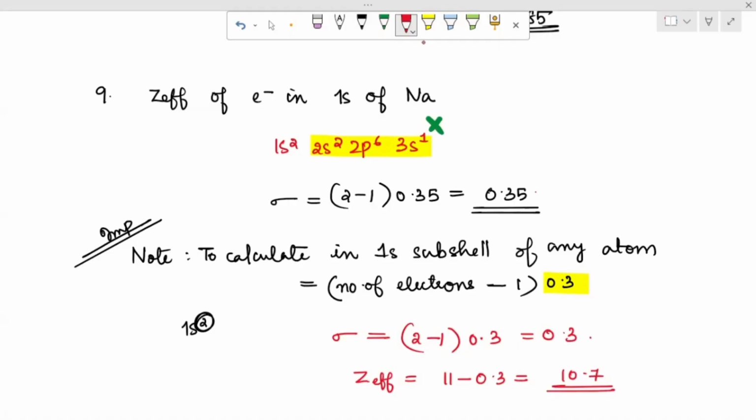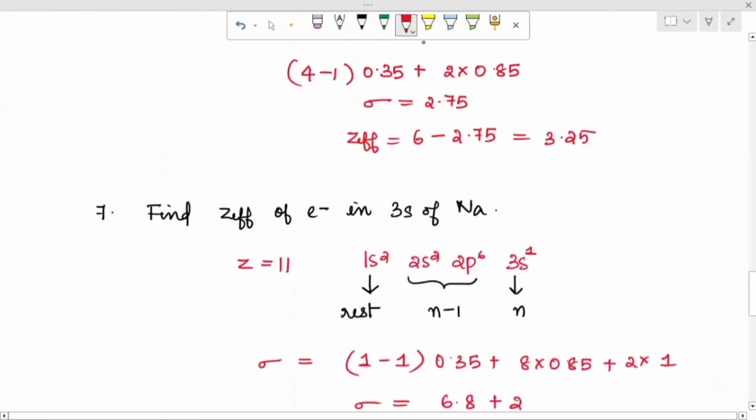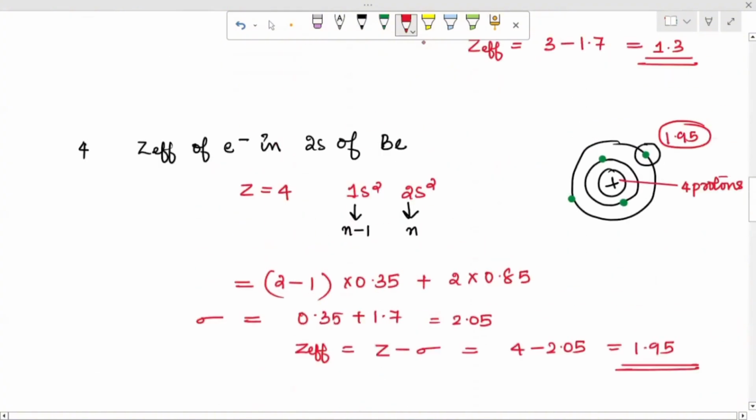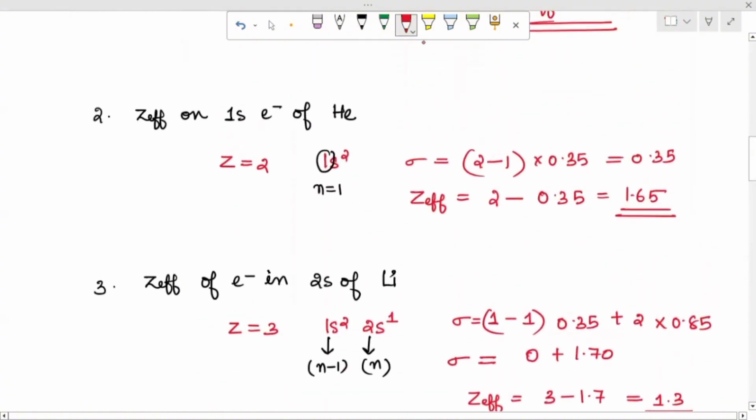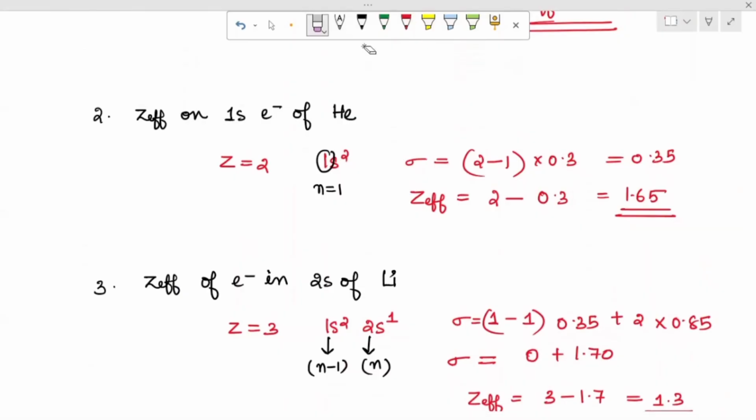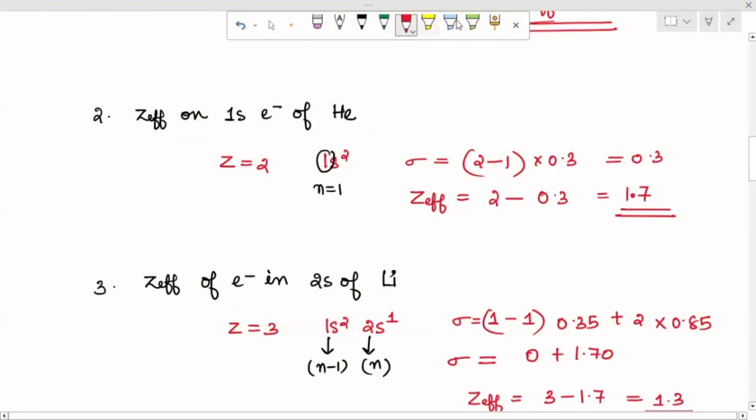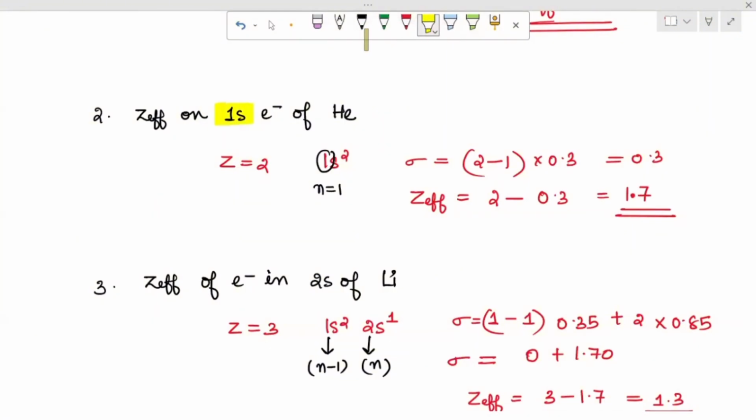Similarly, we did a question on beryllium as well. Make that correction. I didn't explain it there because that might confuse you. So if it is just 1s2 instead of 0.35, you're supposed to take only 0.3. Important because it is 1s. This is applicable only on systems where they ask about 1s.